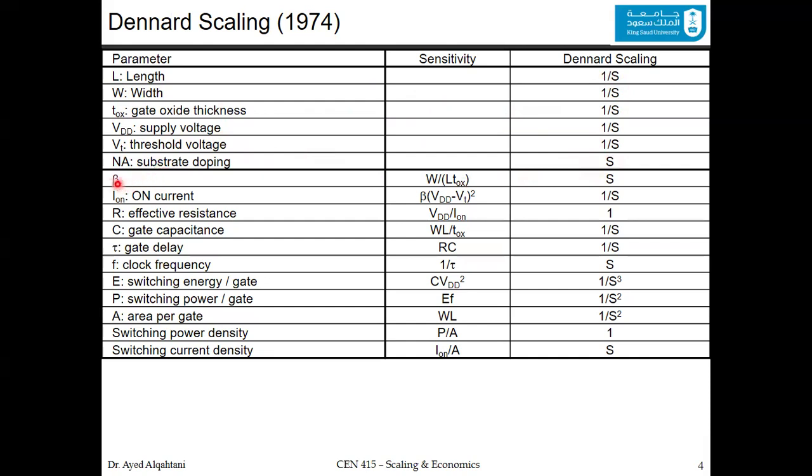Now, for other parameters, for example beta, we know beta is W divided by L multiplied by the oxide thickness. This is the sensitivity of beta, meaning we will substitute whatever scaling for each parameter. So for W, it's 1 over S. And for L, it's also 1 over S, times the oxide thickness, again 1 over S. So you can cross this one with this one, and you will end up with S. This is why beta is scaling up by S. And you can do the same for the rest of the parameters, like the ion, the resistance, the capacitance, tau, and so on. So all of the parameters are affected by their own sensitivity.